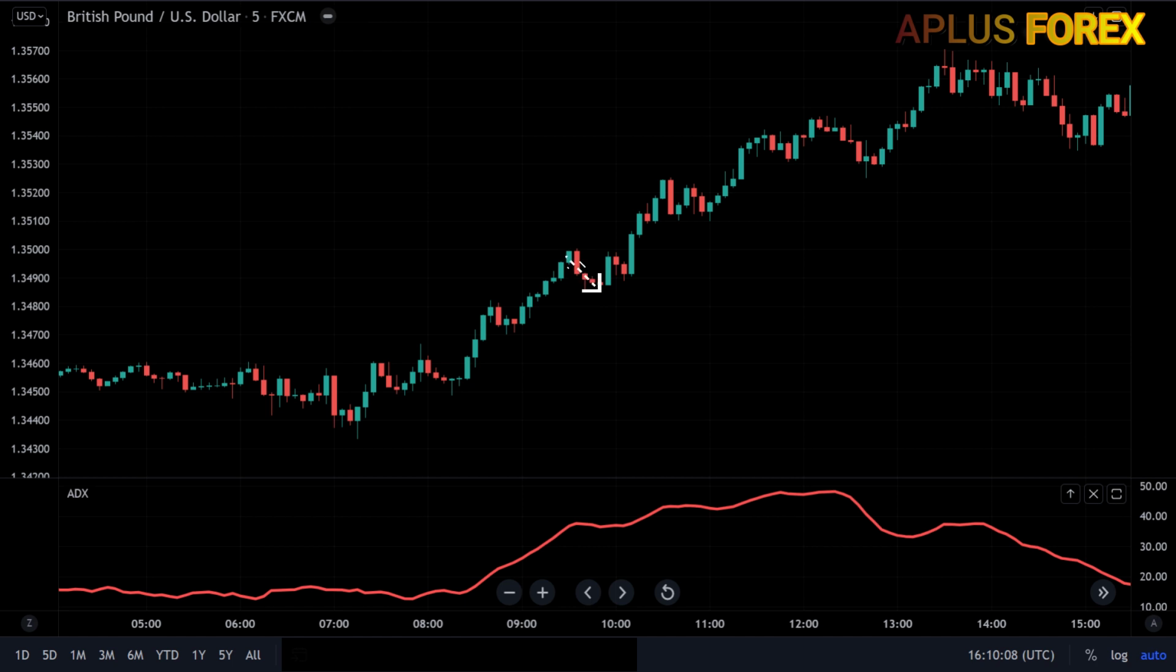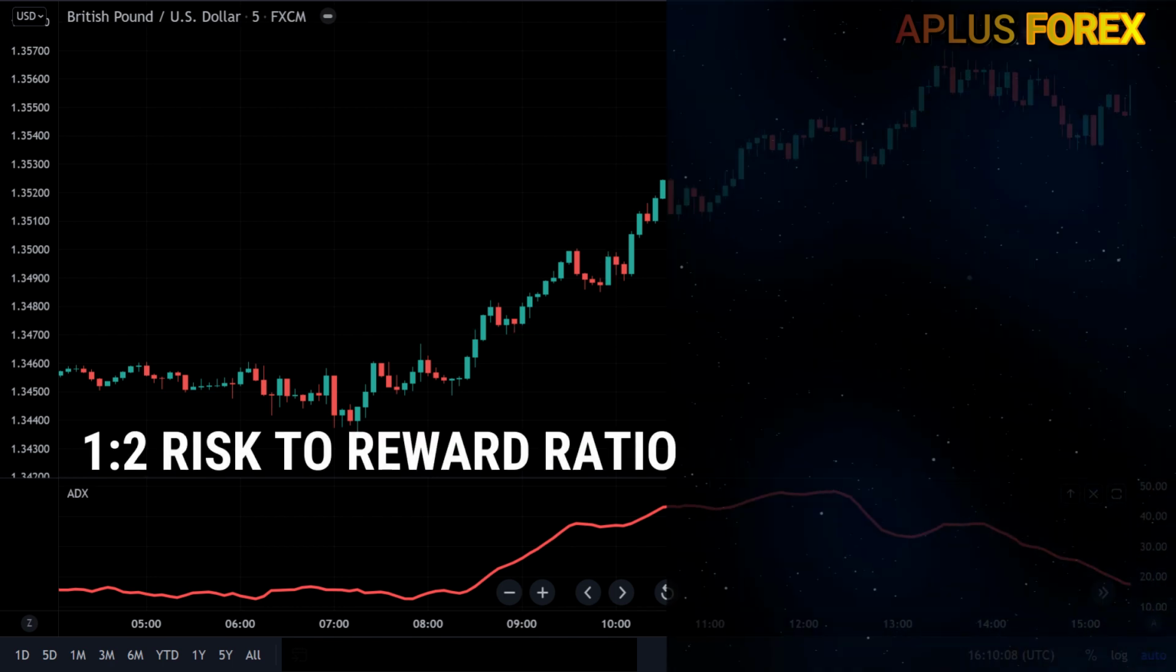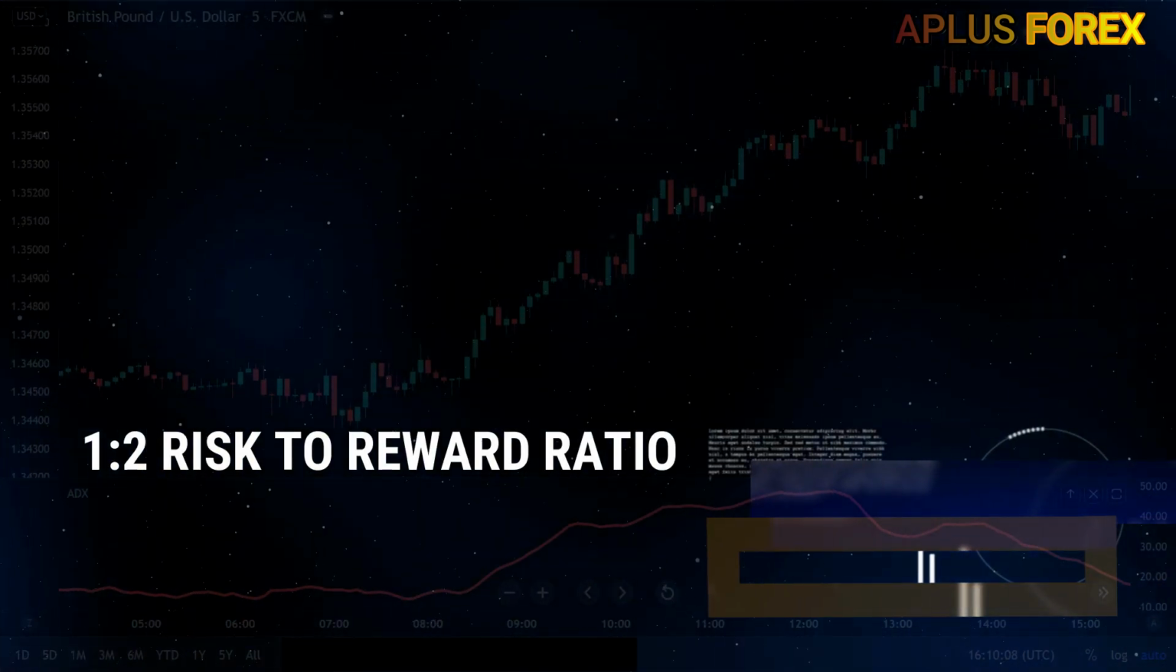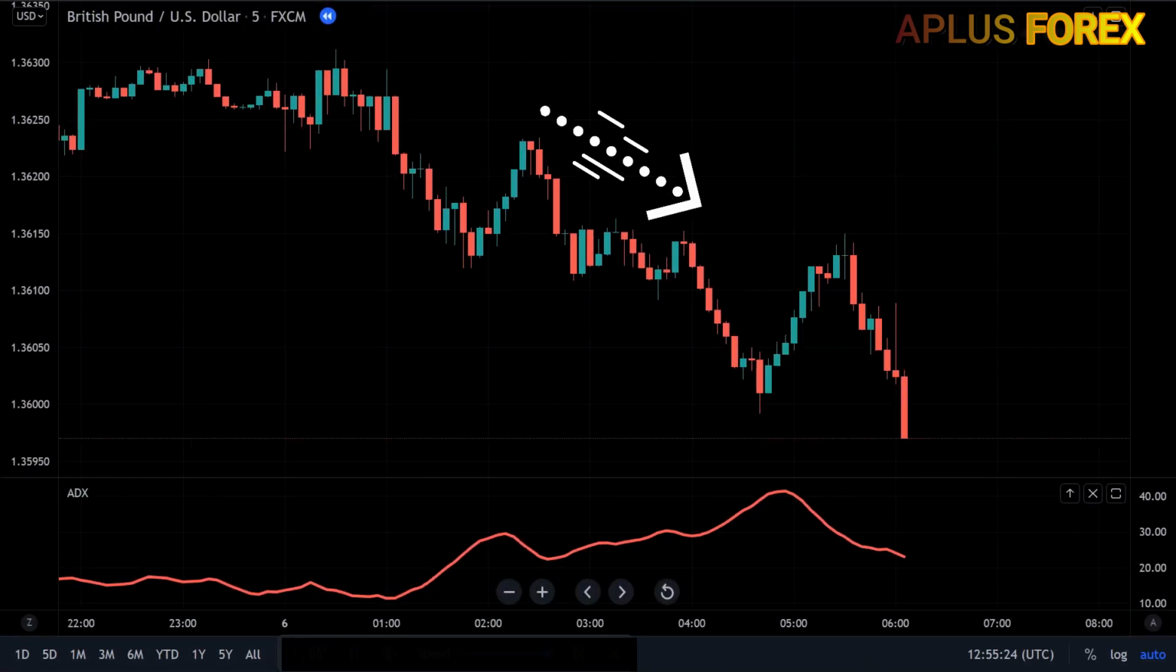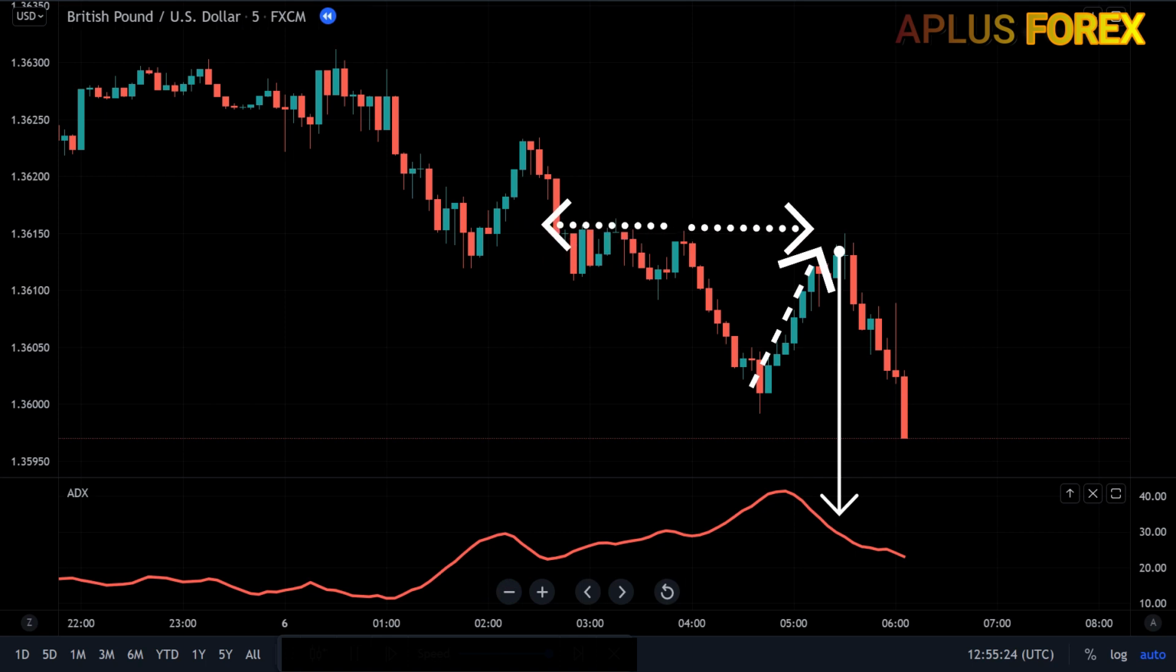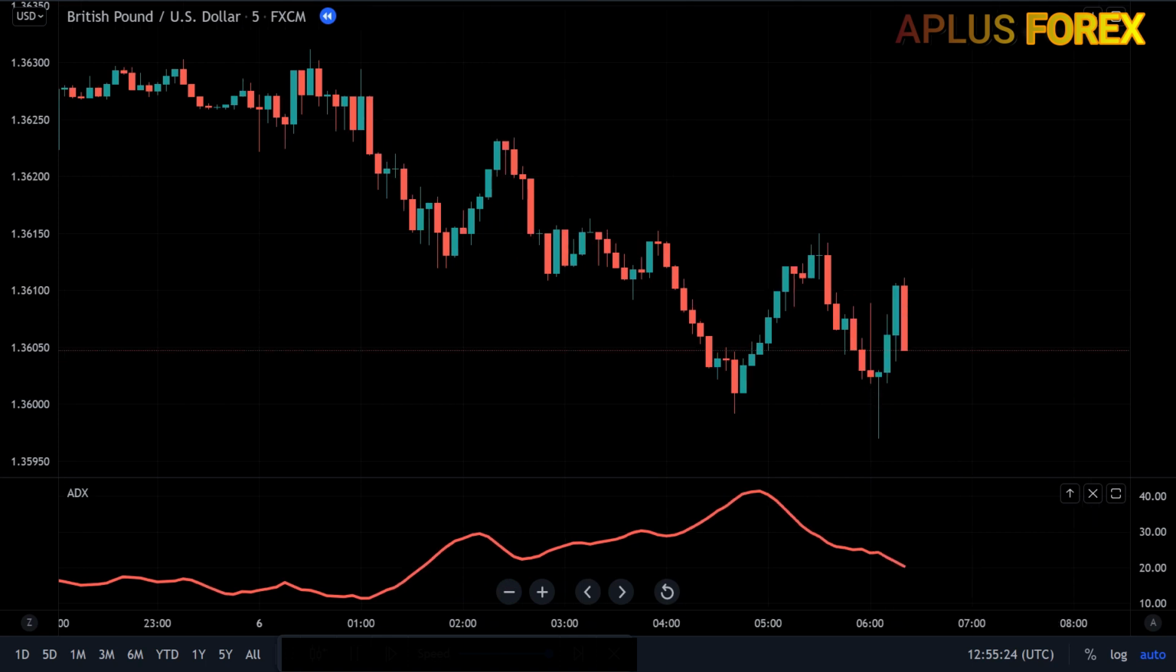We wait for a pullback and we take a long position, putting our stop loss just below the recent swing low point and target a 1 to 2 risk to reward ratio. To take a short position, we can wait for the market to start trending down, making lower highs and lower lows. When the momentum increases, which can be confirmed by the ADX being above the 25 value mark, we take our trade after a pullback, putting our stop loss just above the recent swing lower high area.